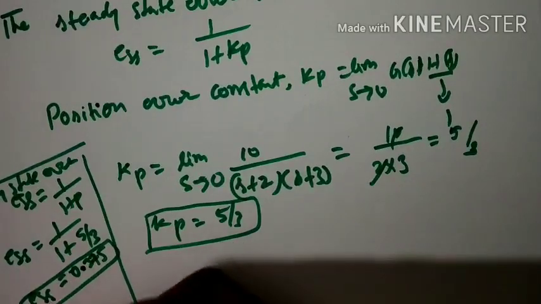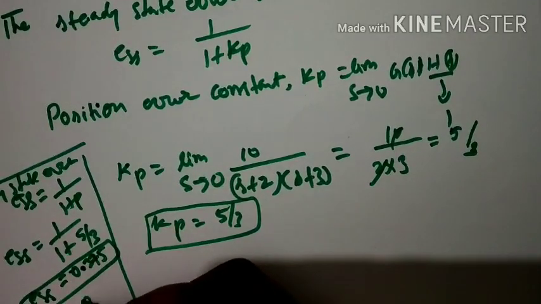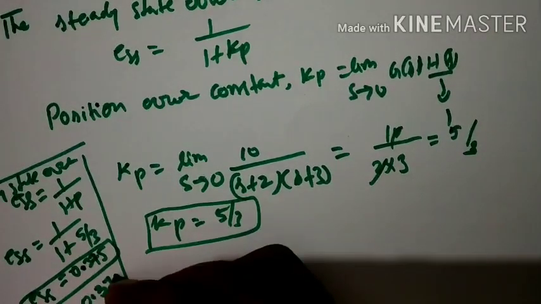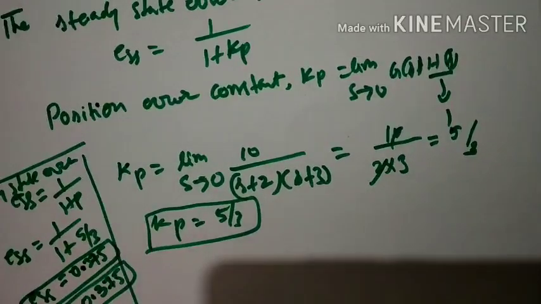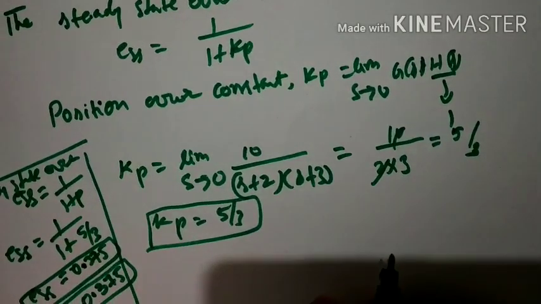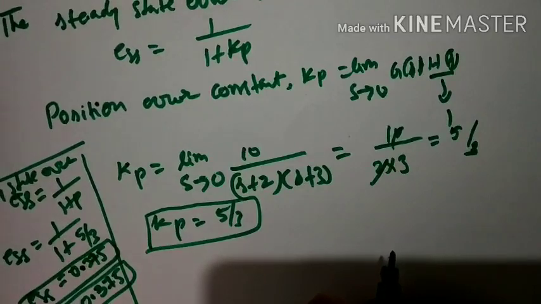I'll leave it here. So ESS is equal to 0.375. This is our steady state error. Okay, so we will see the third transfer function.